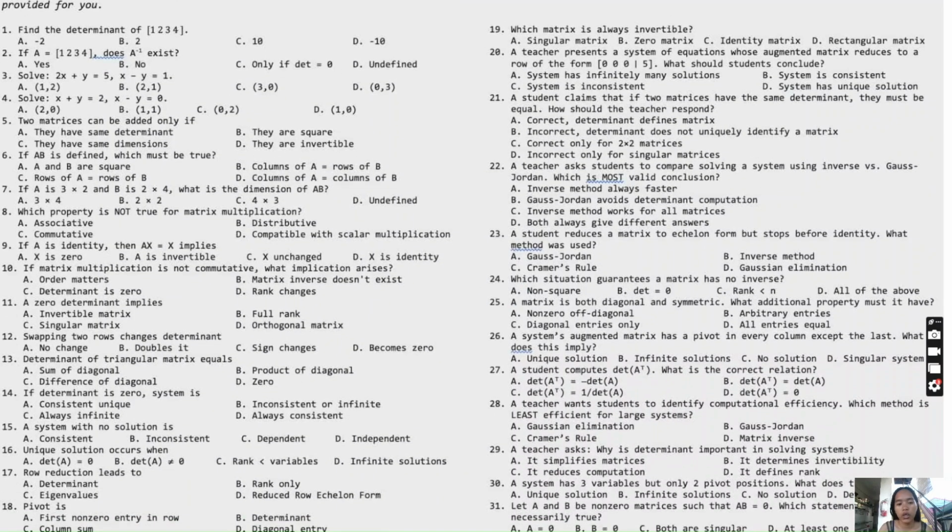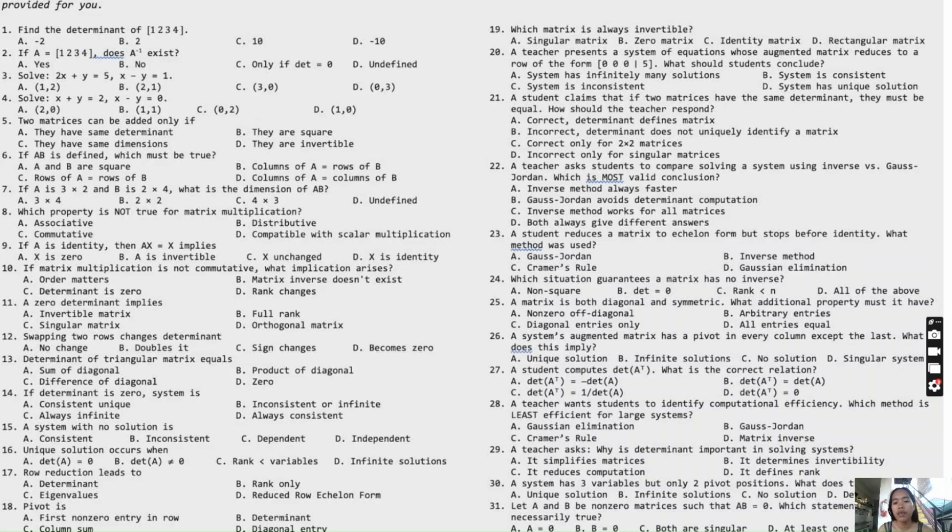Now, let us continue with items 21 to 40. In this part of the exam, we will encounter questions about invertibility, matrix properties, Gaussian elimination, Gauss-Jordan elimination, determinants, and matrix operations. So let us now proceed to number 21.